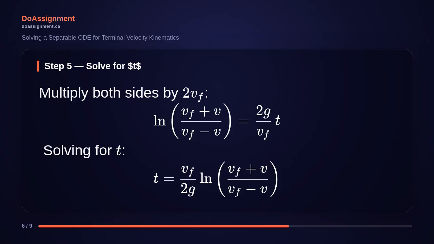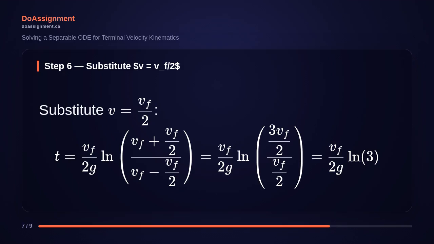Multiplying both sides by 2vf and then solving for t gives t equals vf over 2g times the natural log of the quantity vf plus v divided by vf minus v. Substituting v equals vf over 2, the numerator inside the log becomes 3/2 vf and the denominator becomes 1/2 vf, giving a ratio of exactly 3, so the expression simplifies to vf over 2g times the natural log of 3.